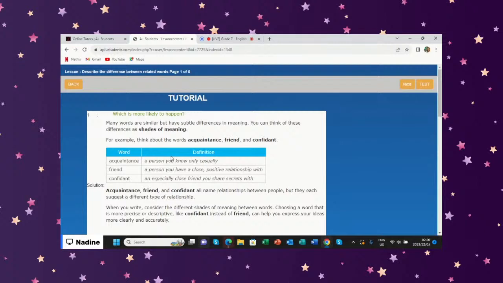But they suggest a different type of relationship. So it suggests some form of relationship between these people, but each one has a different type of relationship because the acquaintance has a casual relationship, a friend has a positive and close relationship, and a confidant has an even closer, more trustworthy relationship with someone. And these are shades of meaning. Words that are similar, but they have subtle differences in meanings.